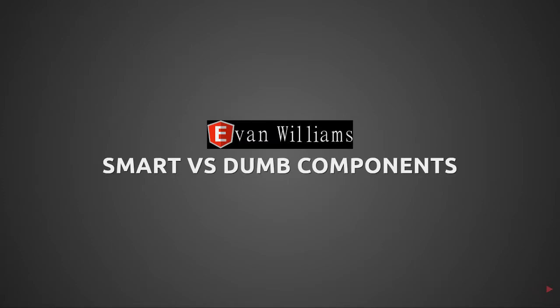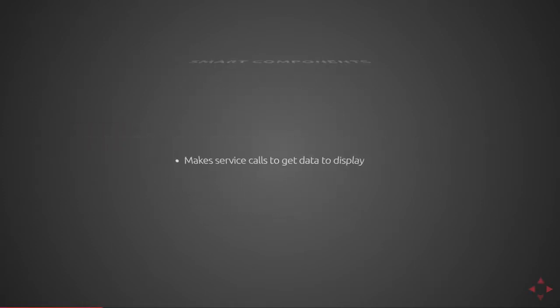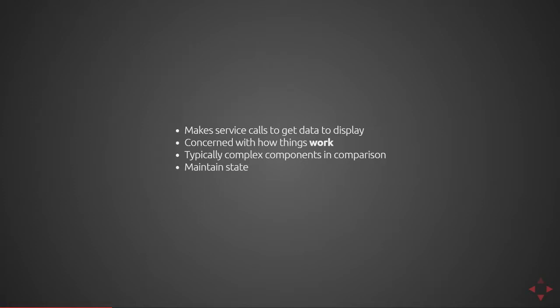We'll start off by defining what a smart component is. A smart component makes service calls to get data to display on the view. In addition, they're concerned with how things work as opposed to how they look. They're typically complex components in comparison due to the above. They need to understand the services, what data to fetch in order to run the application, etc. It also maintains application state. It's aware of where the user came from, what interactions they've done, the service responses, etc.